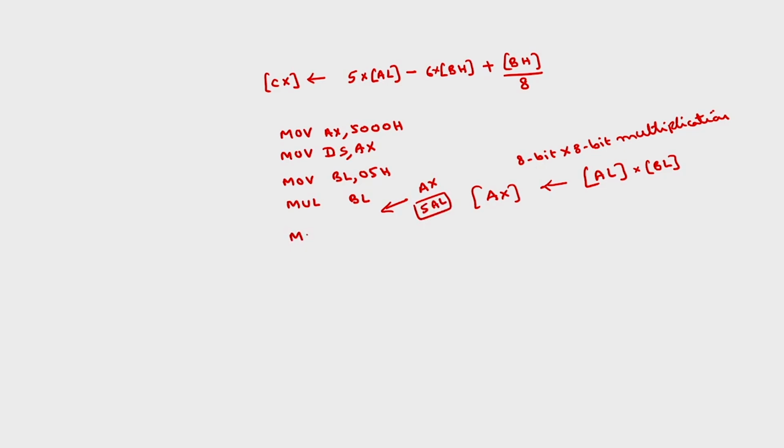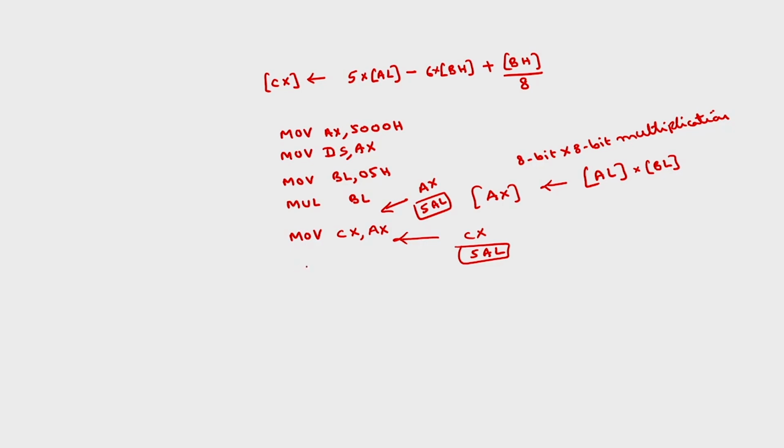I am taking this into some register, CX, MOV CX comma AX. So in CX also I am storing the same 5AL value. Why? Because I want to use AX in the other operations also. Because in multiplications and divisions, AL and AX are used by default. That is why I want to store this temporary, intermediate value 5AL into some register, CX. Okay. Now we have to perform BH into 6.